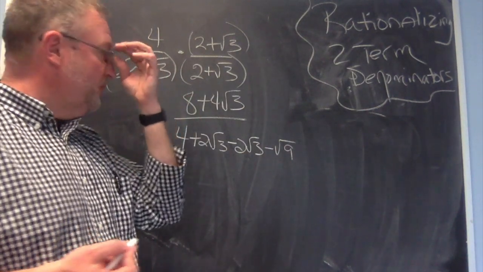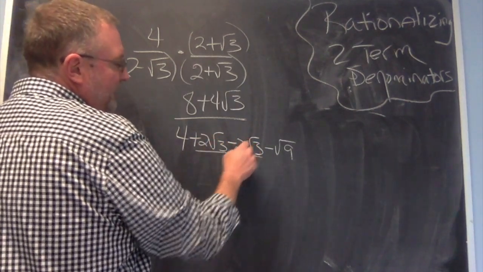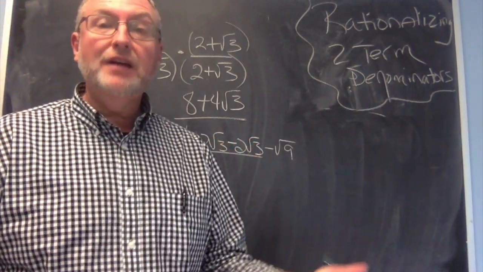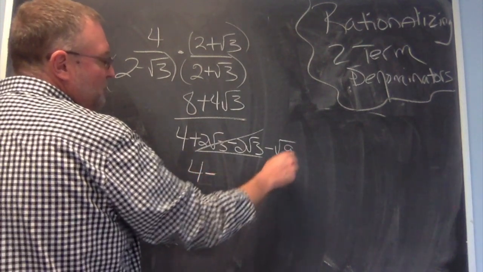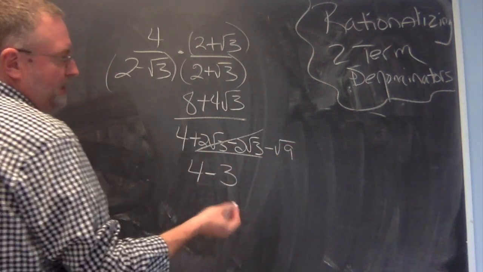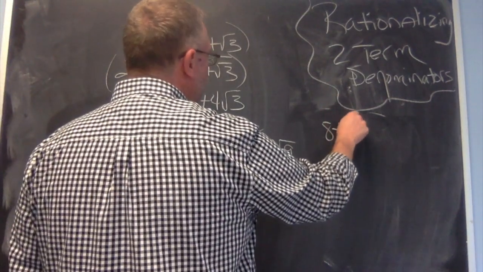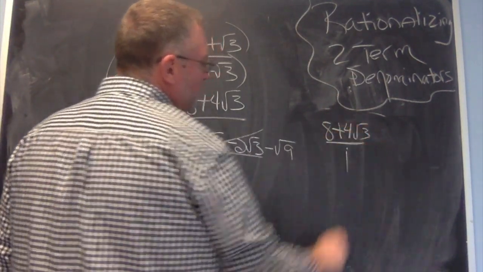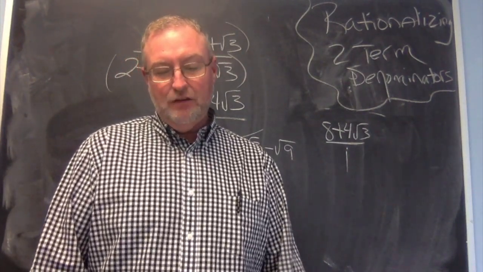And then you just put together this outer and your inner part. 2 square root of 3, negative 2 square root of 3 is gone. That's the whole point of a conjugate. It gets rid of that. So we're left with 4 minus, what is the square root of 9? 3, which is 1. So the answer is 8 plus 4 square root of 3 over 1, or you could just put 8 plus 4 square root of 3, because anything over 1 is itself.